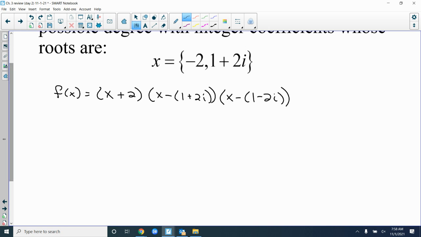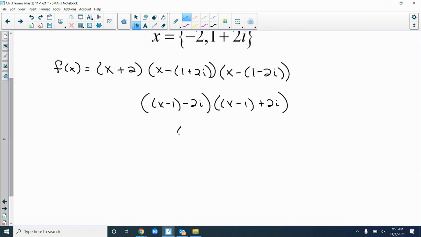And then I'm going to distribute that negative, and I'm going to make this x minus 1 times -2i, or minus 2i. And then this will be x minus 1 plus 2i. Now you can drop the parentheses and multiply everything 3 by 3, but I like to do the a minus b times a plus b. Treat this as a difference of squares. So this becomes x minus 1 squared minus 4i squared.